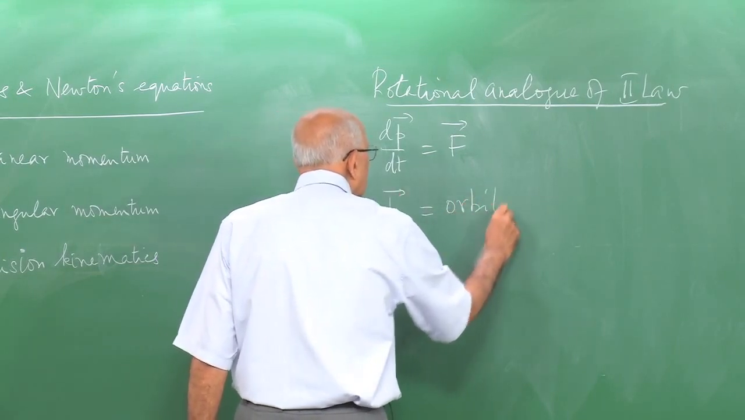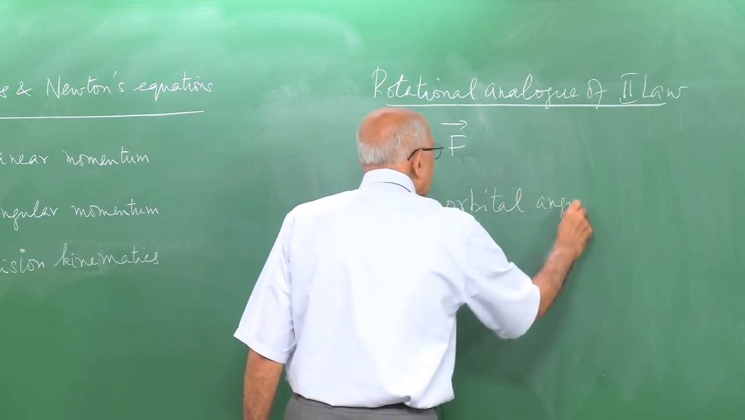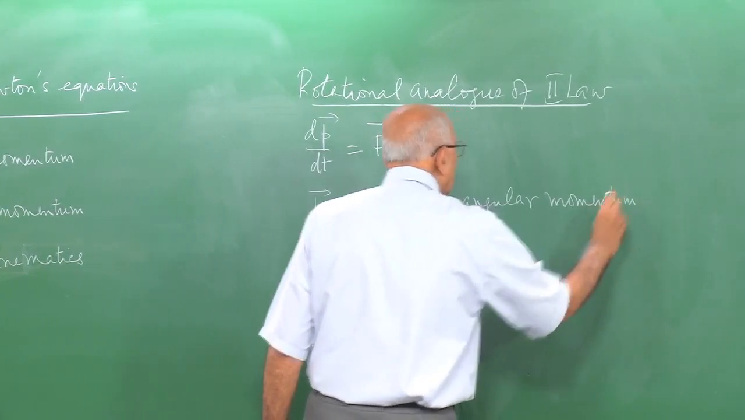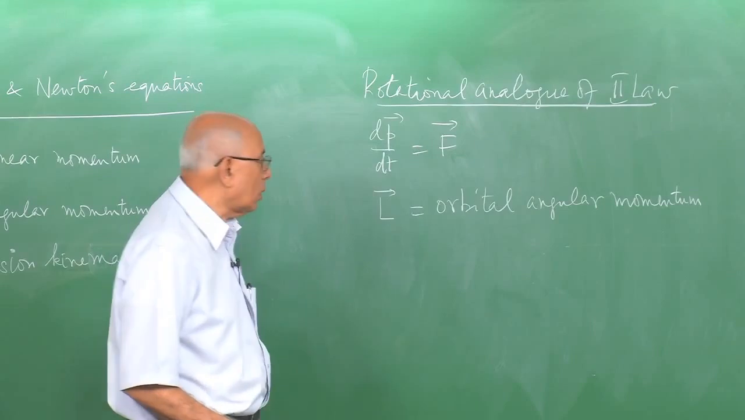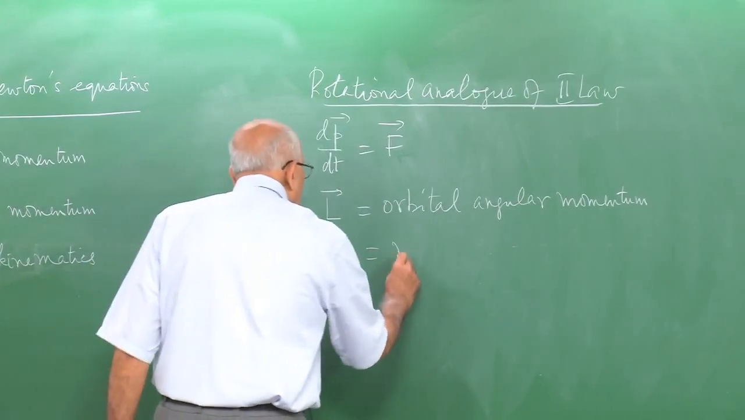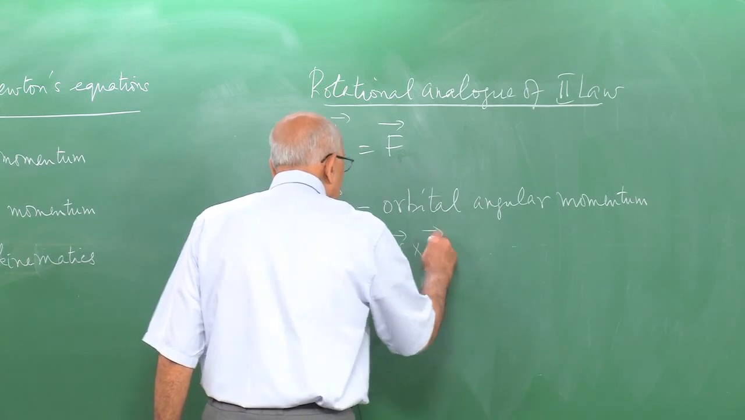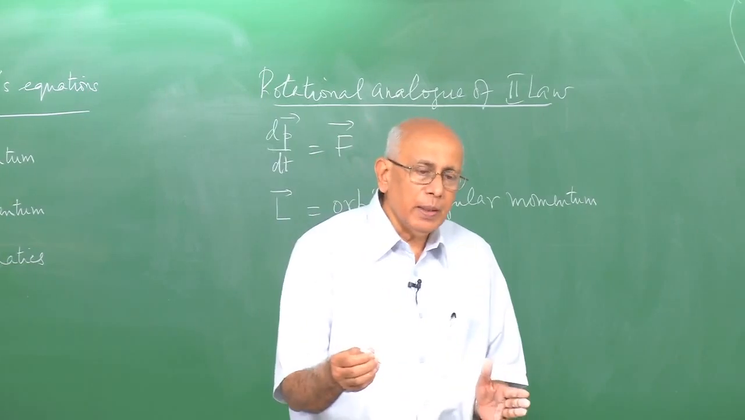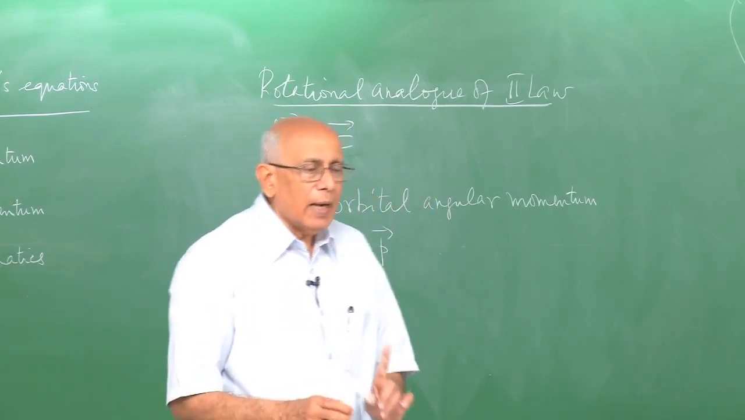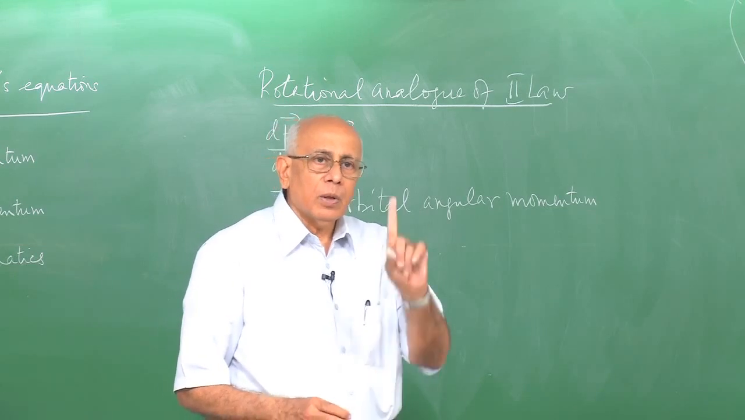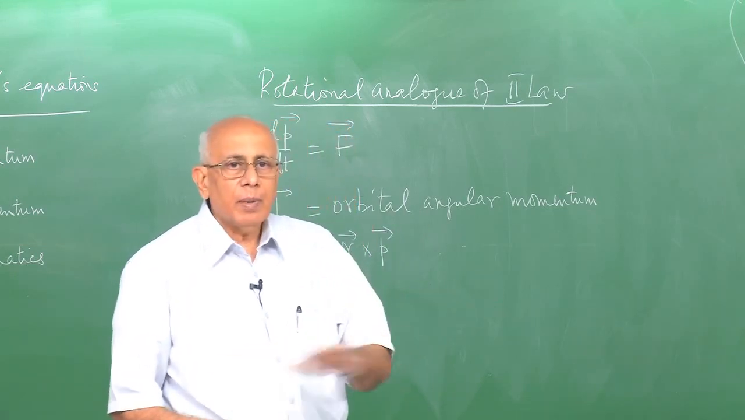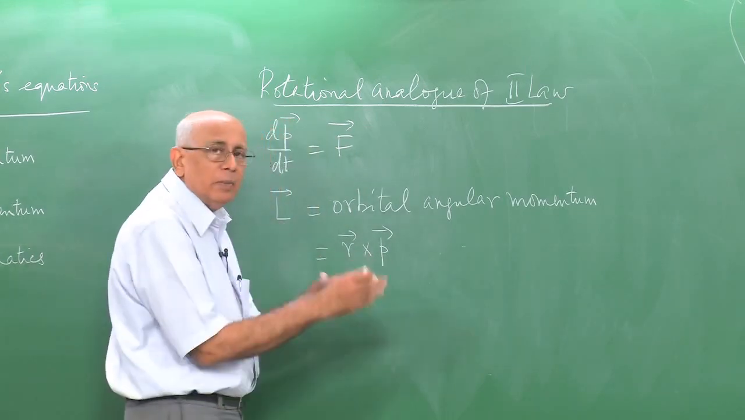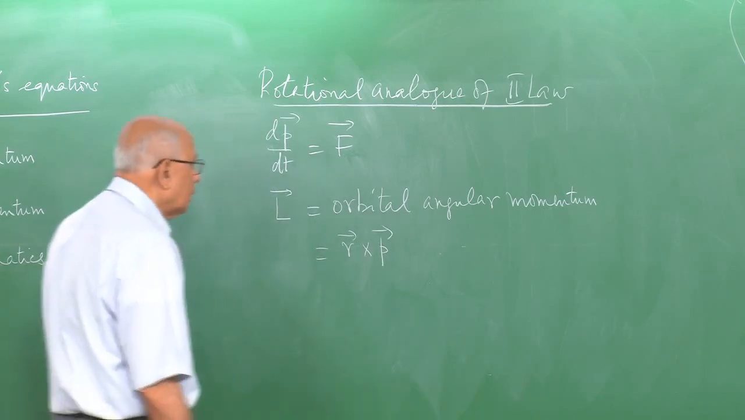This is the orbital angular momentum of the body about the origin of coordinates, whatever that origin be, and this has a formula which is r cross p. So it's perpendicular to r, the instantaneous position of the particle, perpendicular to p, the instantaneous momentum of the particle, and it's directed along the direction normal to the plane formed by r and p. And the magnitude is the magnitude of r, magnitude of p times the magnitude of the sine of the angle between them.